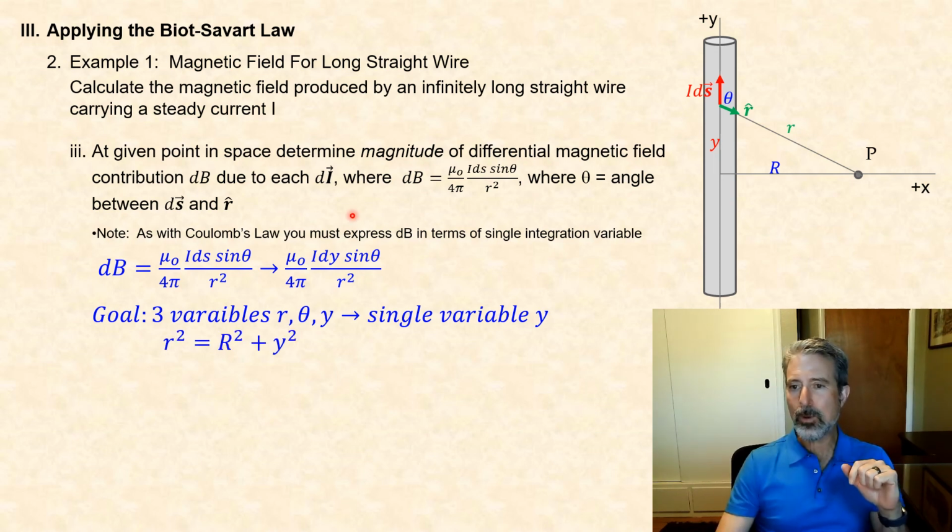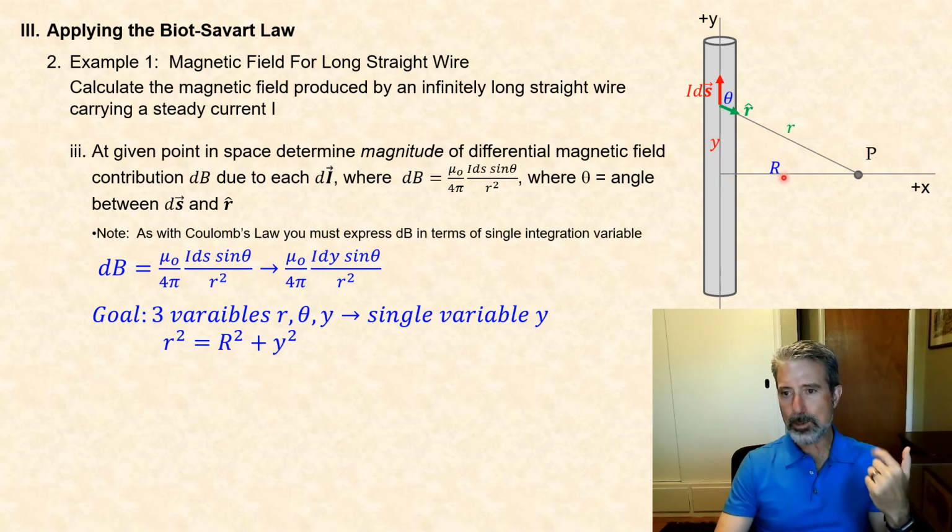How do we do that? Well, notice this right triangle right here. Notice that r squared is simply equal to big R, which is a constant, the distance between the field point and the center of the wire, big R squared plus y squared. Now we've at least expressed r in terms of y, so we've gone from 3 variables down to 2. Next we take a look at the sine theta factor.